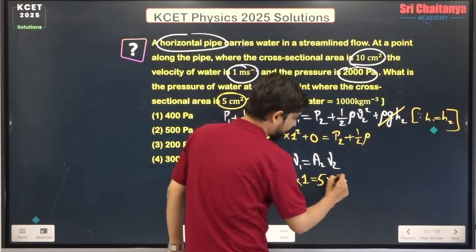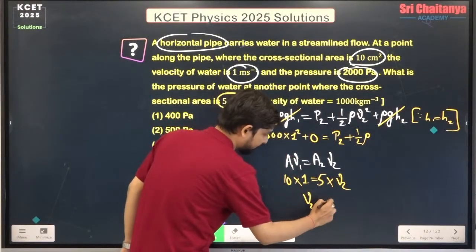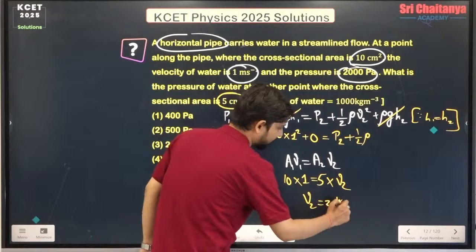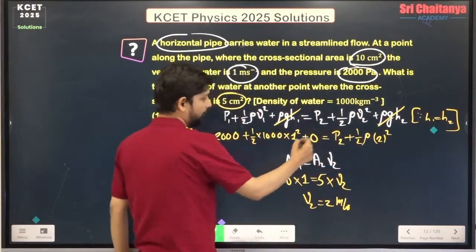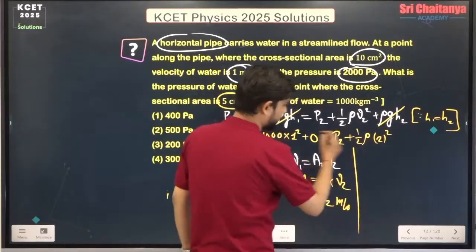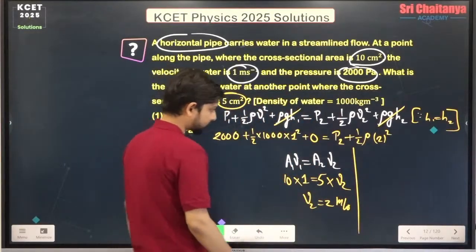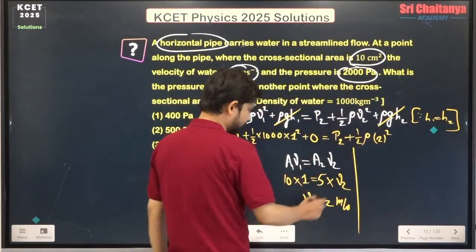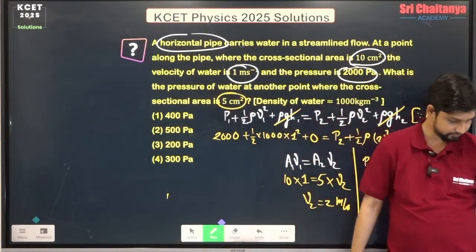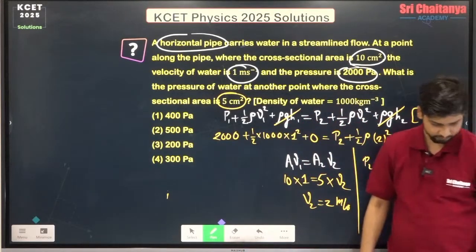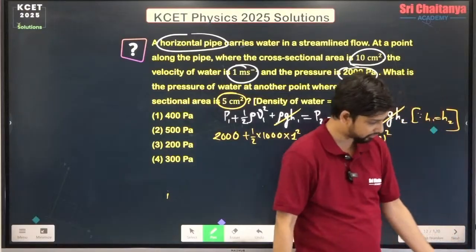So at this point the velocity will be V2. So V2 will be equal to 2 meter per second. If you put this value here, 2 is squared. So you will get the value of pressure from this equation only. Density is already known. So from here you can get the value of pressure. Any doubt? Have you understood this question?